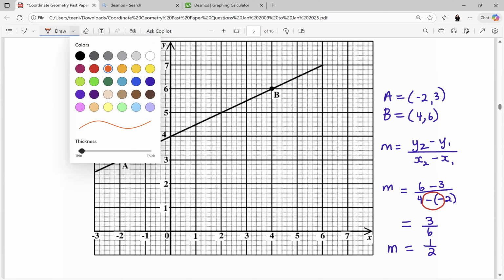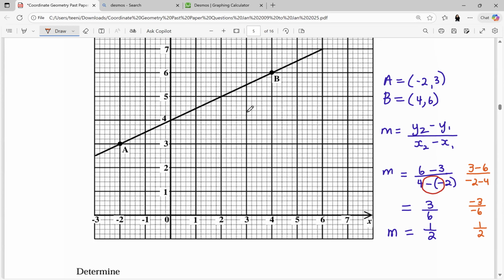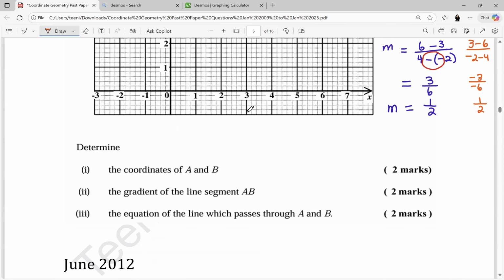All right. So yeah, you could have done that too, right? Because it doesn't matter which ones you use as y2 and y1. So you could have done 3 takeaway 6 instead on top, and then negative 2 takeaway 4. I see where I'm going wrong now. Okay, good. 3 takeaway 6 will be negative 3, and negative 2 takeaway 4 is negative 6, which will be positive 1/2 because a negative divided by a negative is a positive. All right, good. I'm glad you saw your error, Aaron.